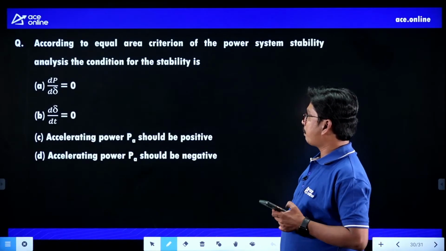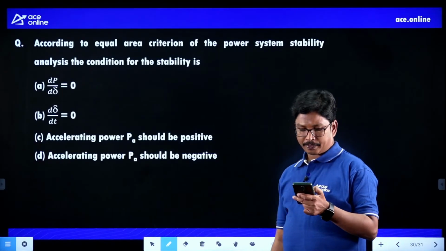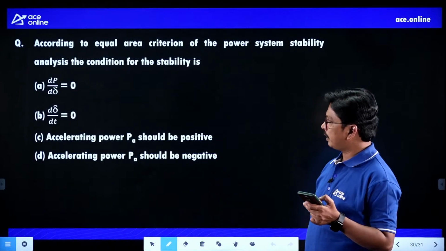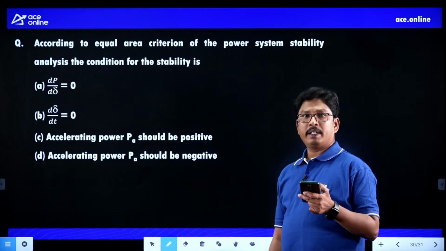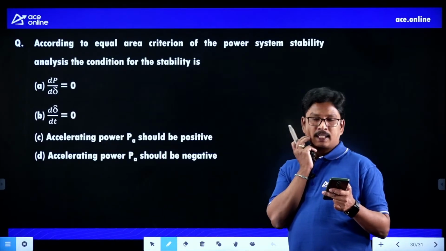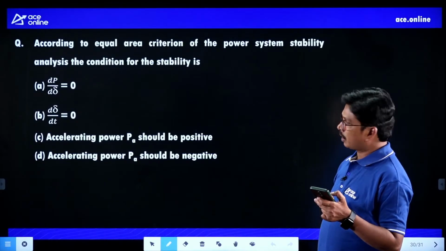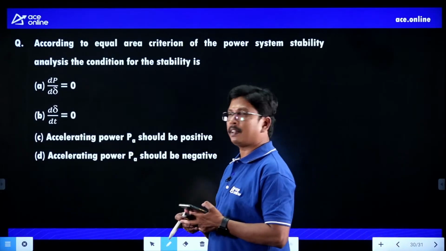or accelerating power PA should be positive, or accelerating power PA should be negative. Aspirant, you are saying PA should be positive. When accelerating power is positive, the rotor gets acceleration. When the rotor is accelerating, can I say the system is stable? No. Durga Prasad has given option B. Option B is the perfect answer, right?